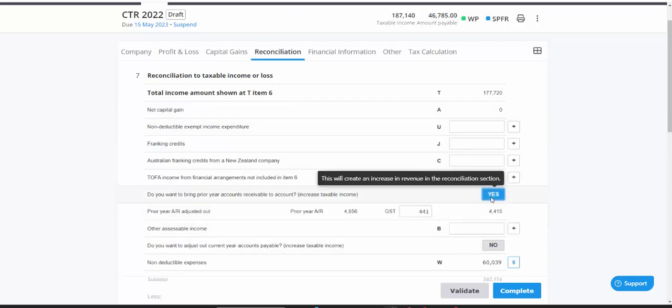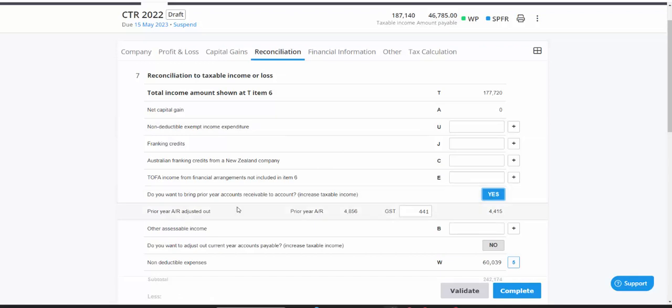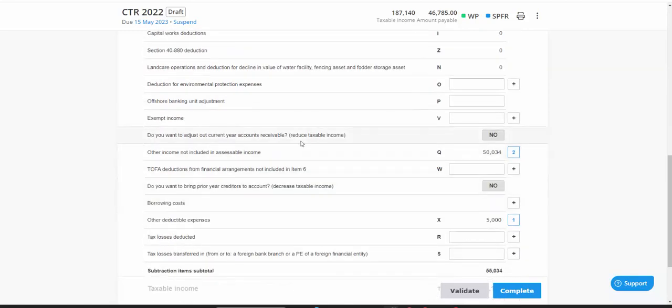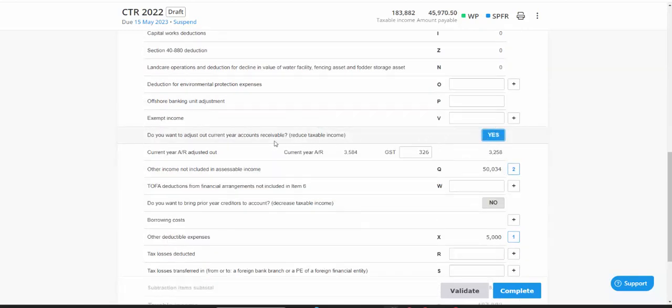So if I go yes, I want to bring prior year accounts receivable to account from a cash perspective. It essentially means I'm going to increase my taxable income because I'm working on the basis that I must have used cash basis tax reporting in the previous year, which means that in the previous year I did something like this. I would have done this in the previous year, which is what I'm doing in the current year.